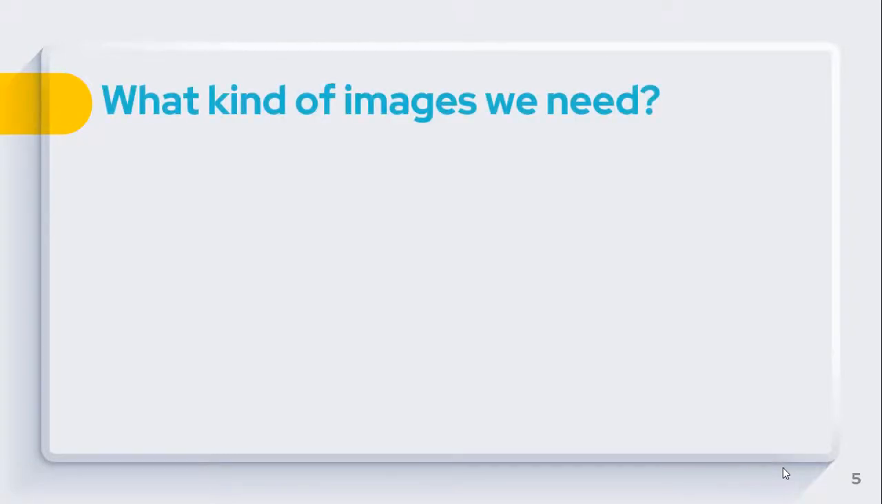So what kind of images do we need? Actually, for our website and to make retouches for images, we need two kinds of images. The first one is vectors. And vectors are actually images which consist of paths.